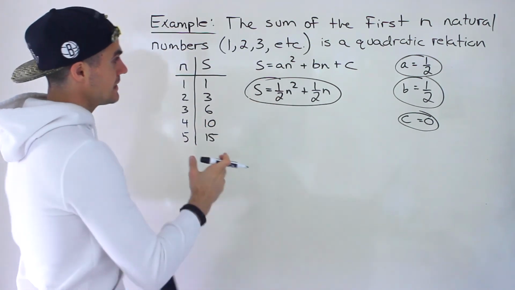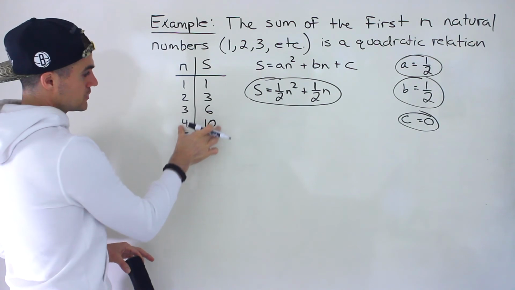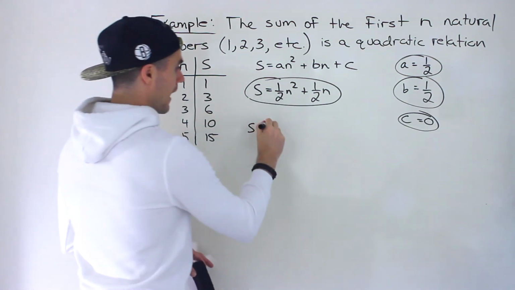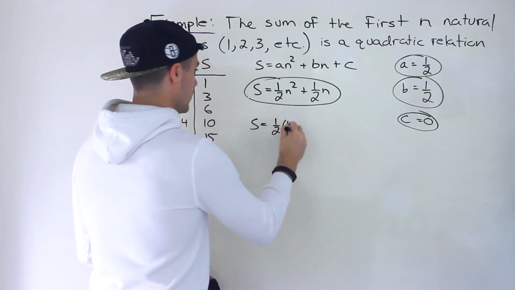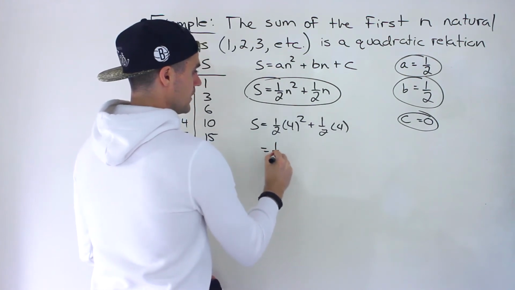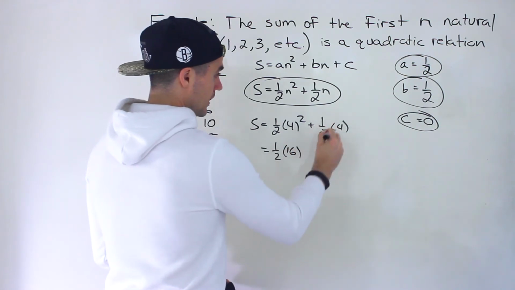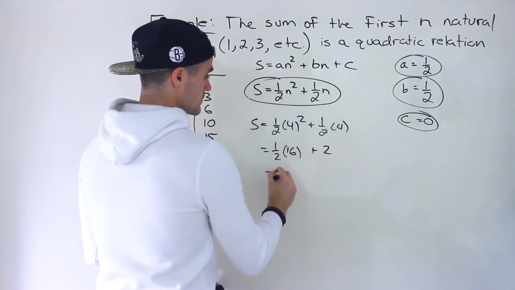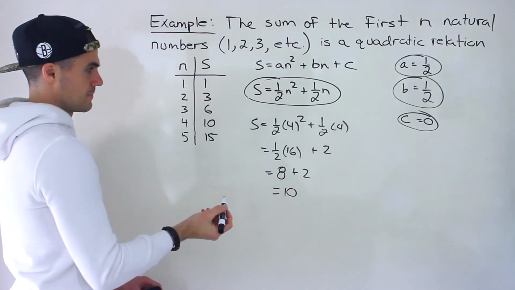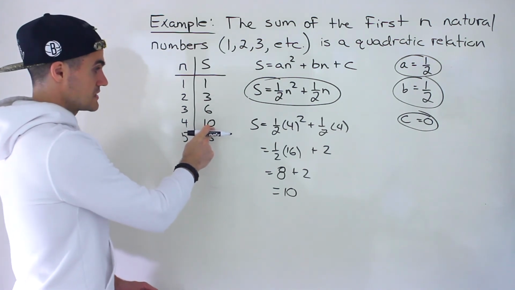And if you want, you could take this and test it out. So we use these 3 points, so let's maybe test it out with these 2 points. So what would happen if we plug in 4 for n? s equals 1/2 times 4 to the power 2 plus 1/2 times 4. We've got to do the exponent first, which is 16. 1/2 times 4 gives us 2. 16 times 1/2 is 8, plus 2 would give us 10. Right? So notice that we do get an s value of 10 as expected.